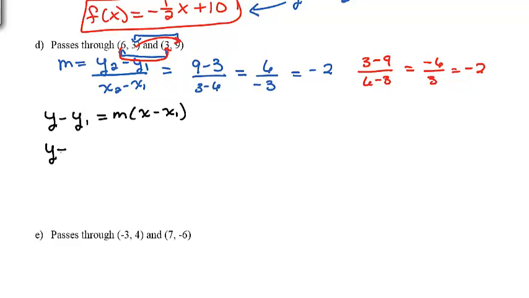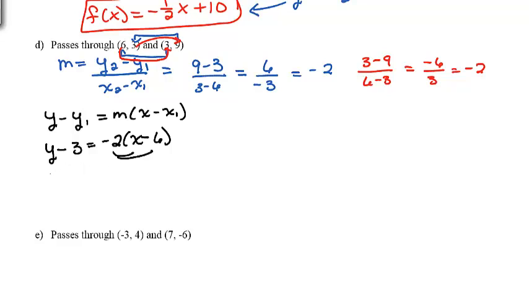So we're going to have y minus the y-coordinate, and I'm always going to use the first point unless for some reason the second point is a whole lot easier to use. So I'm going to use the point (6, 3), but you could use (3, 9) if you wanted. So the y-coordinate here is 3, so that's going to be y minus 3 equals our slope, which is negative 2, times the quantity x minus the x-coordinate, and the x-coordinate of the point I'm using is 6. So now we just need to solve this for y.